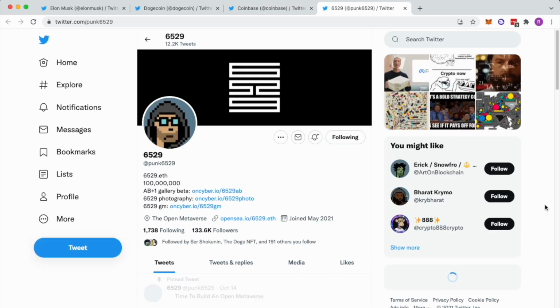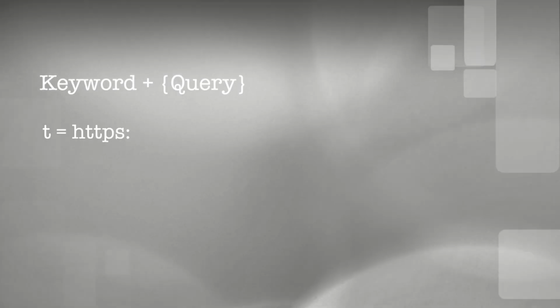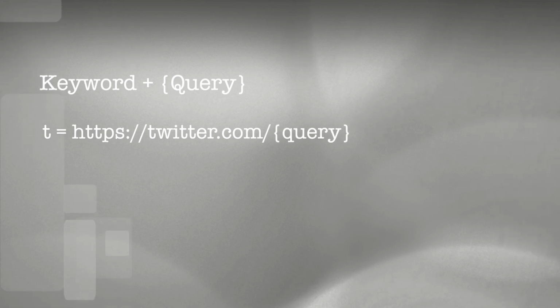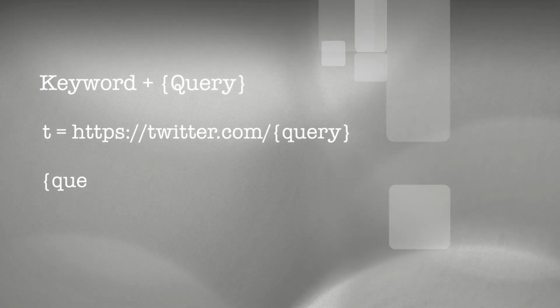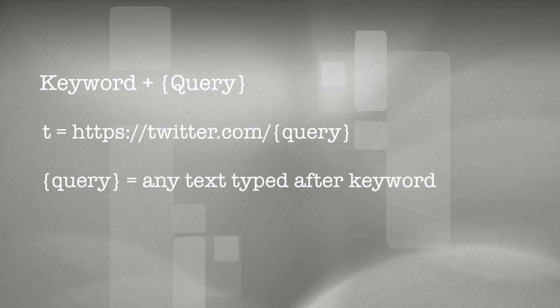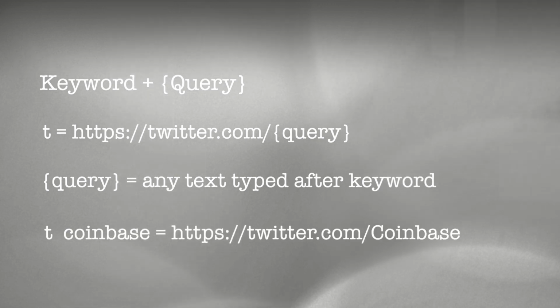So how does this exactly work? I created a keyword hotkey that is bound to the character T for Twitter. Then I created a query parameter where the text typed immediately following the T character would be inserted at the end of the web URL.